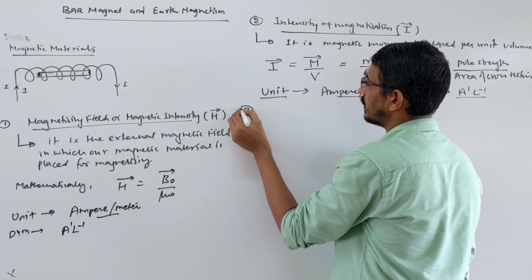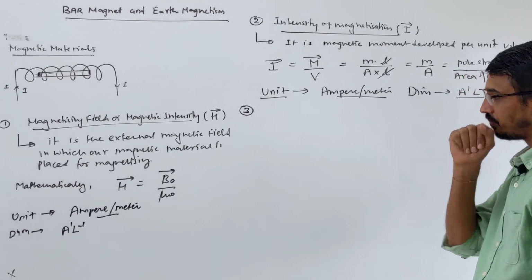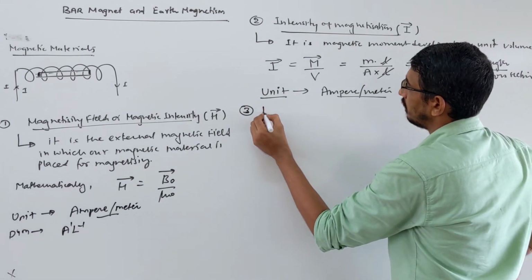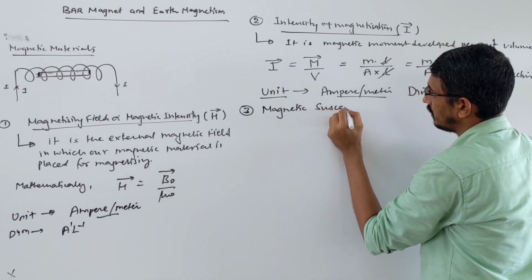Let's talk about the third definition. This is important, this third definition. Something called magnetic susceptibility.